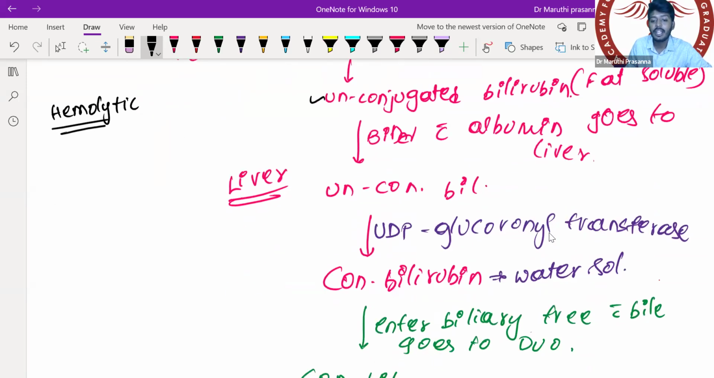But the quantity of the enzyme UDP glucuronyl transferase is not that much. Means if excessive unconjugated bilirubin forms, this enzyme will become saturated. If the enzyme becomes saturated, unconjugated bilirubin cannot get conjugated. Simple as that. Excessive hemolysis, excessive unconjugated bilirubin, but that much enzyme, UDP glucuronyl transferase, is not there.